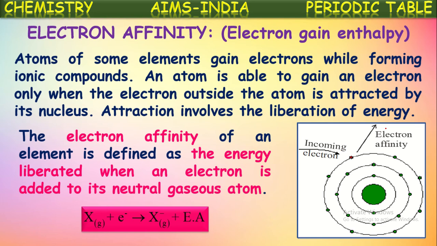So this can be mathematically represented like this. Suppose X is a neutral gaseous atom. To this, if an electron is added, this e represents the electron, it becomes a negative ion. While taking this electron, the atom will release a certain amount of energy, which we consider as electron affinity. It can be defined as the amount of energy liberated when an electron is added to a neutral gaseous atom is called electron affinity.